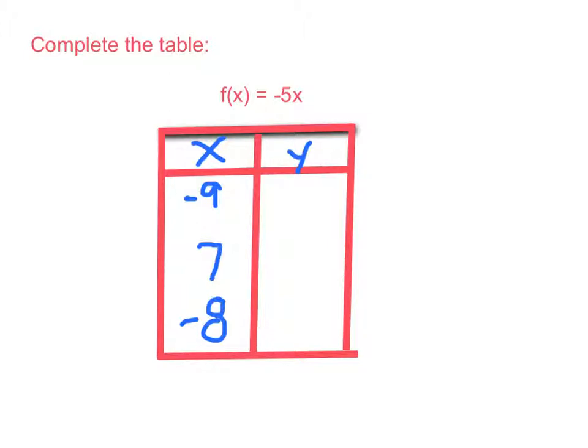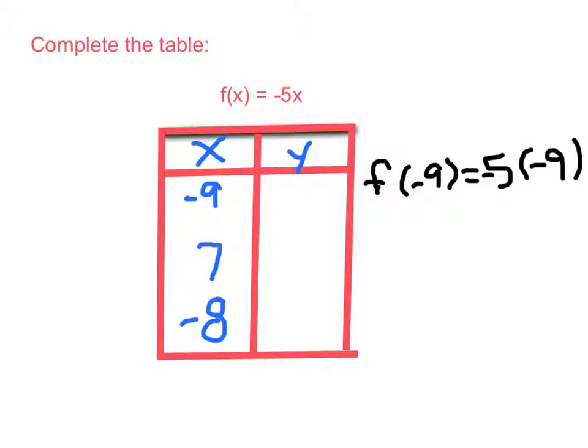Okay, the next problem is part of problem number 8, and it says complete the table. You'll notice that I only have 3 numbers, you have 5, so you can go ahead and do the last 2 on your own. Now, given the function f of x equals negative 5x, we need to complete the table. So our input is the x. So for the first one, our input is negative 9. So basically what we're going to think is f of negative 9 equals negative 5 times negative 9.